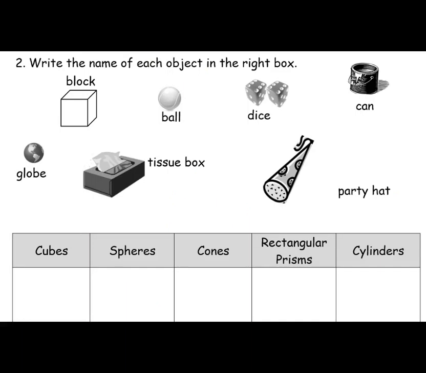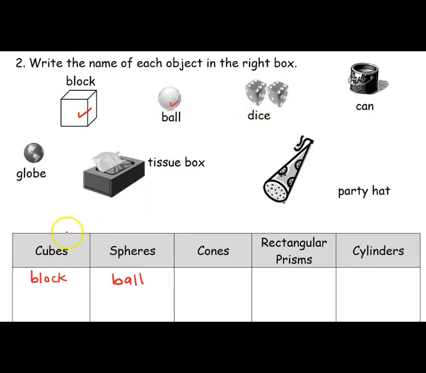We're going to use those same categories in the next section. It says to write the name of each object in the right box. I'm going to start off with the block. The block would be considered a cube because it has 6 faces to it and all the faces are the same size. So I'm just going to check them off as I go. The ball is a sphere.